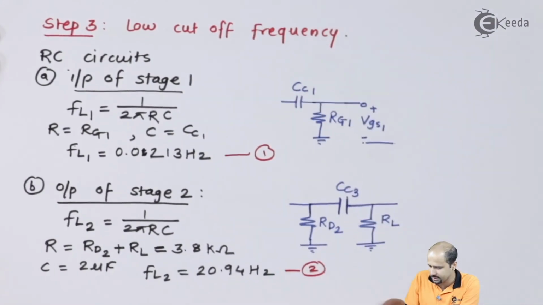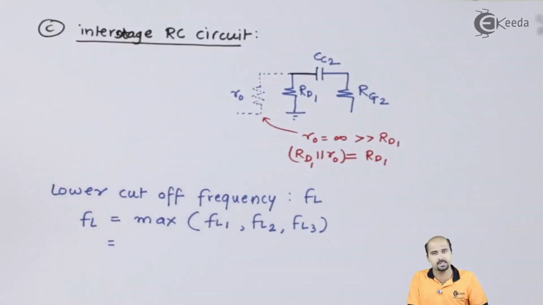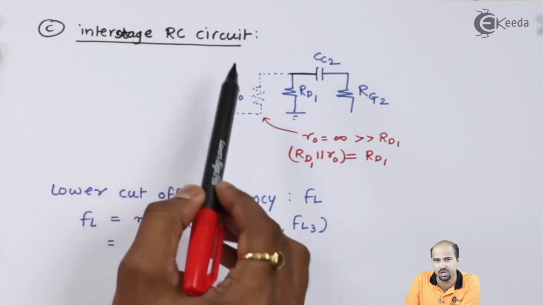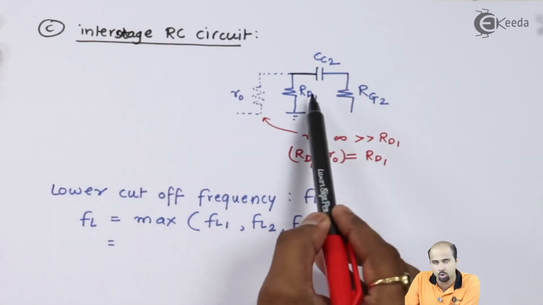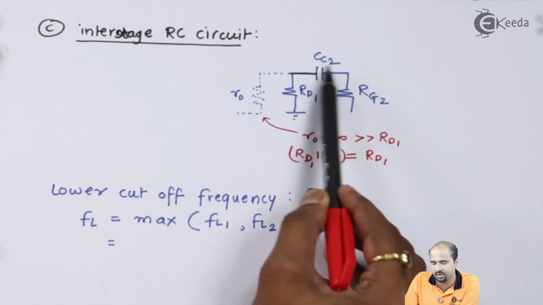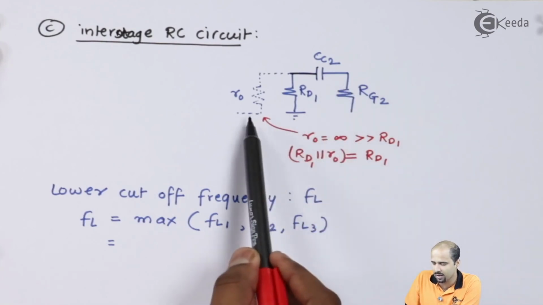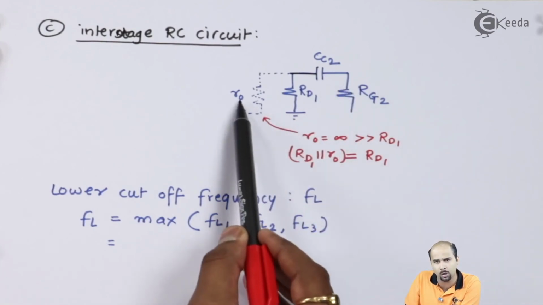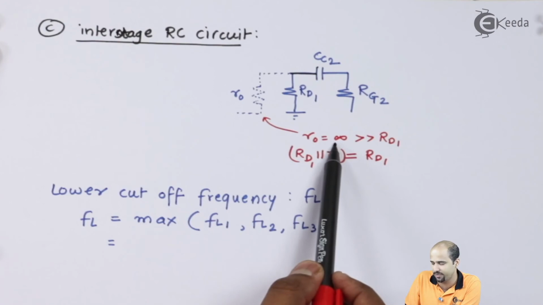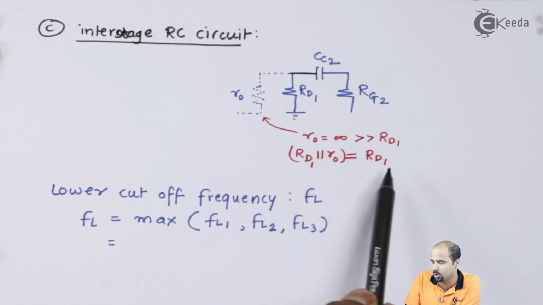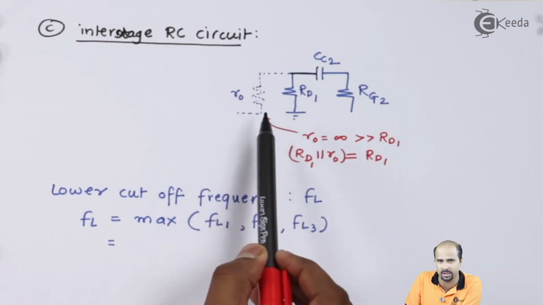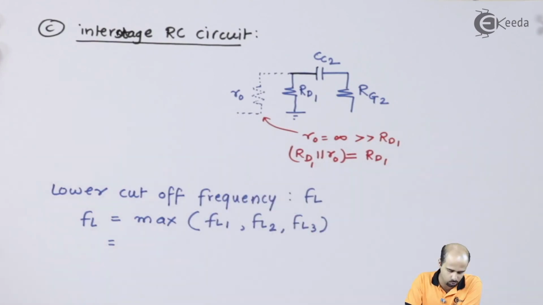Now we have to move ahead for the third and last RC circuit, that is the intermediate RC circuit between your stage 1 and stage 2. So in between stage 1 and stage 2, we'll be getting two resistances. One is your output resistance of stage 1 and the other is the input resistance of stage 2, and in between we'll be having the coupling capacitor CC2. Here I have drawn a dotted line for RO, but if it is given as infinite, then you have to consider it as infinite. If it is infinite, then RD1 in parallel with RO forms your RD1 only. So we don't have to consider this RO in your FL3 calculation.